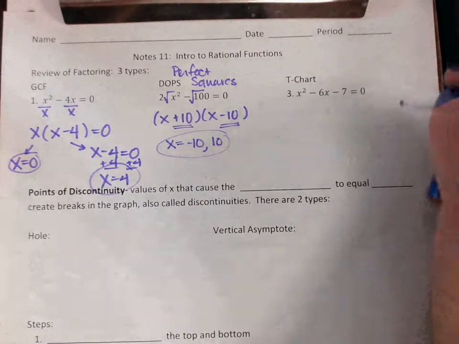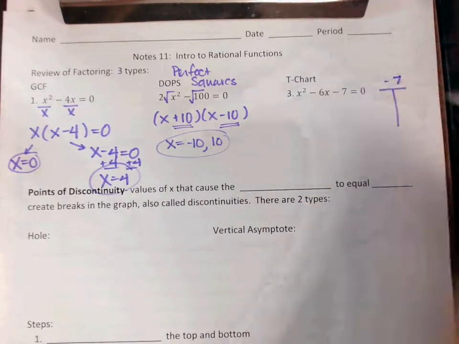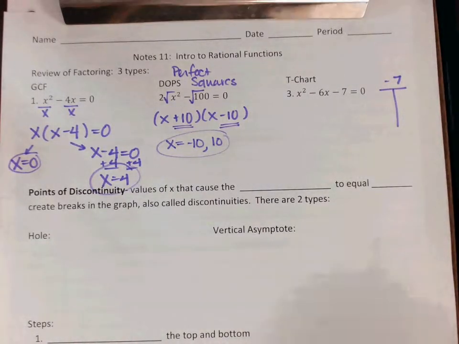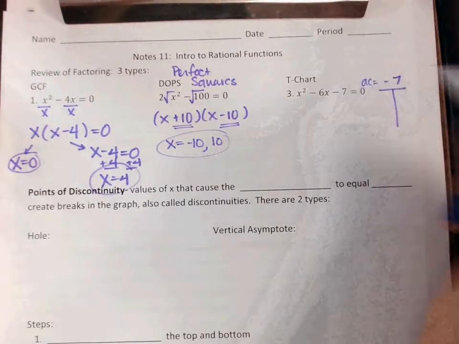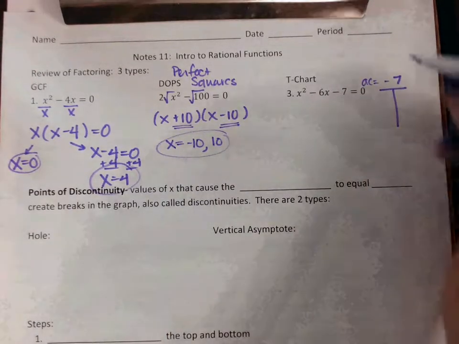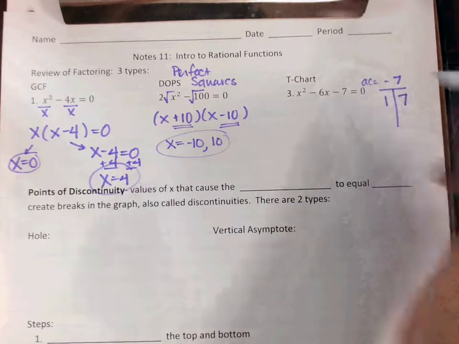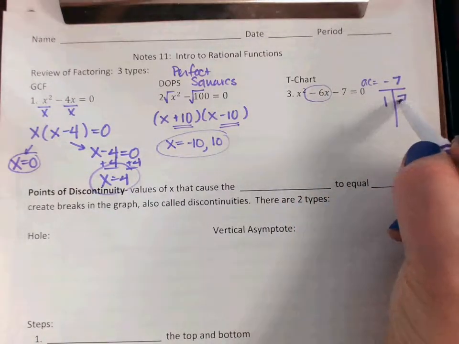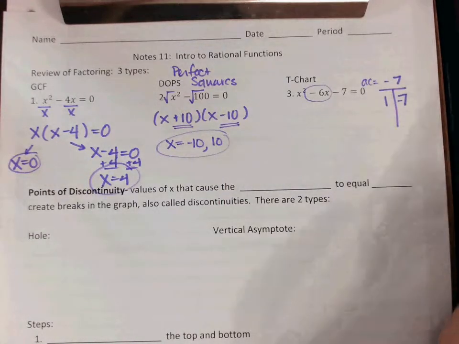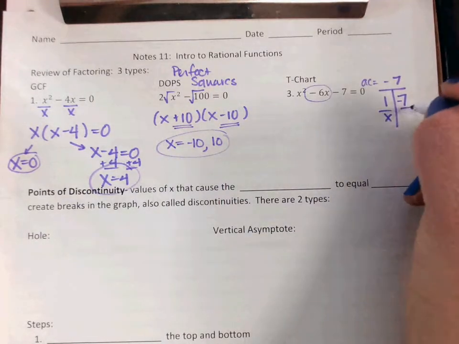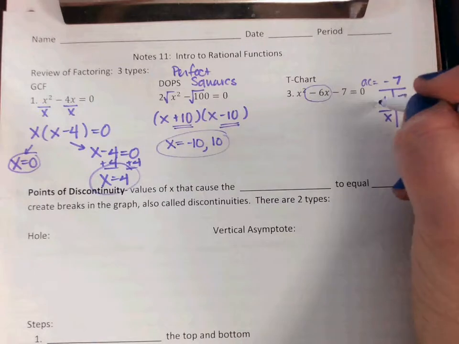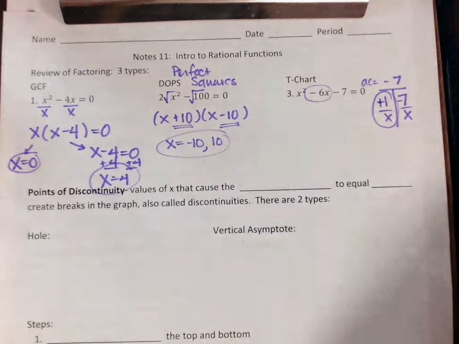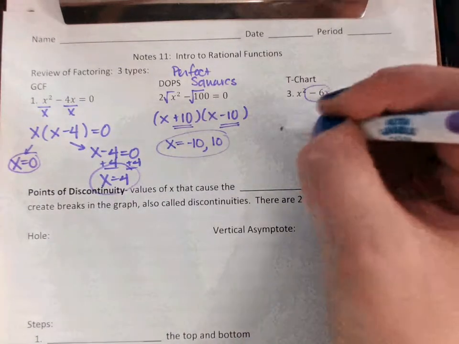Okay, last one, t-chart. Set up your t. Negative 7 goes at the top, because remember it's always a times c. Only way to times to get 7 is 1 times 7. To get a negative 6 in the middle, I'd have to do 1 minus 7. Okay, then remember you divide by x. So it's x plus 1, that's a plus sign, and then x minus 7.